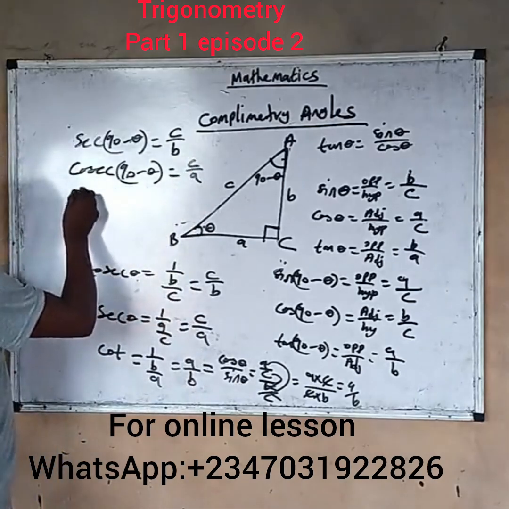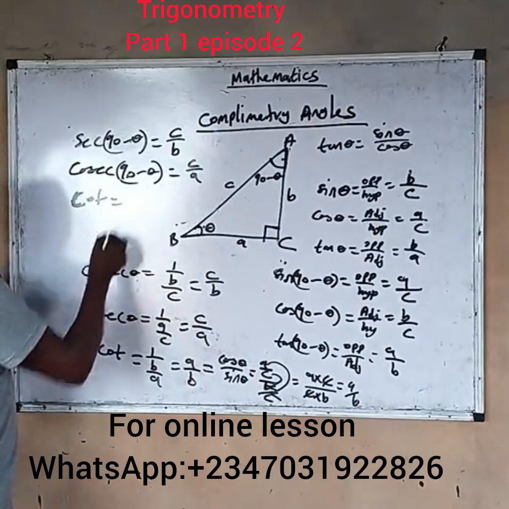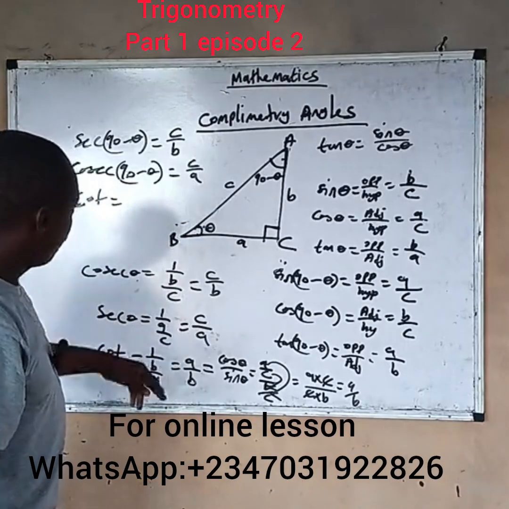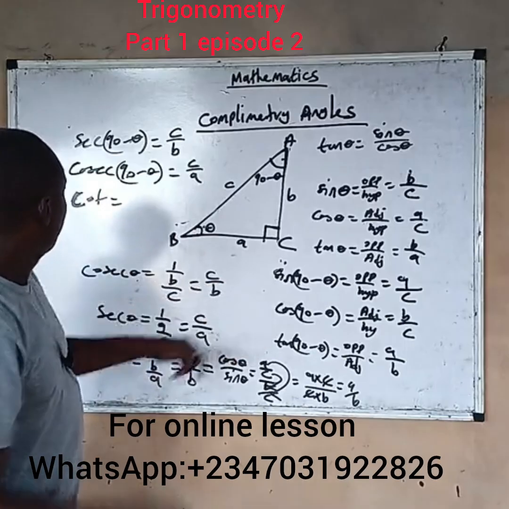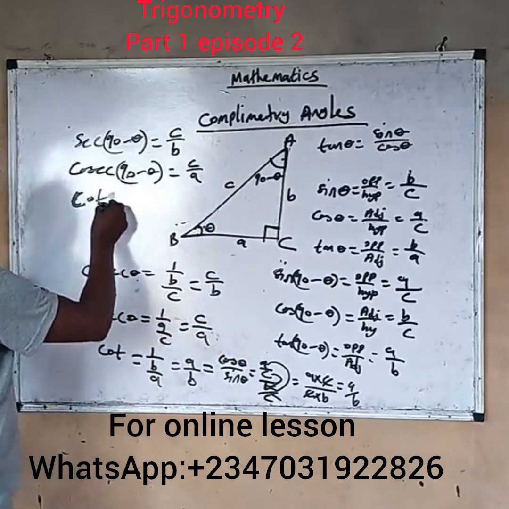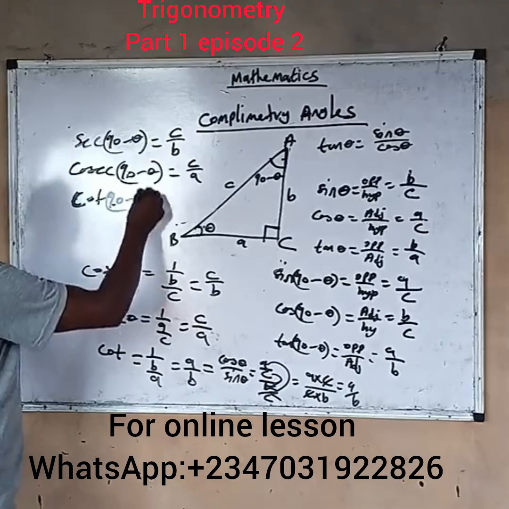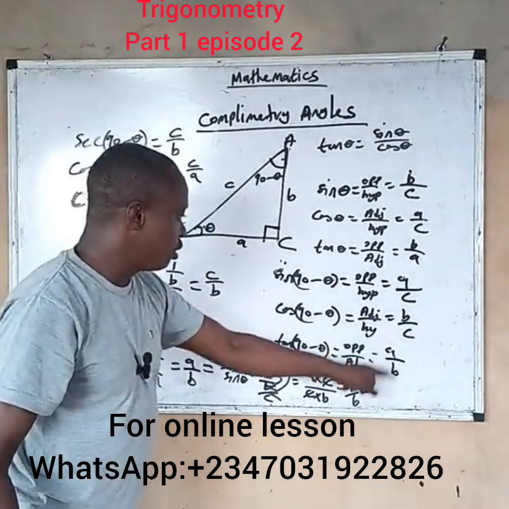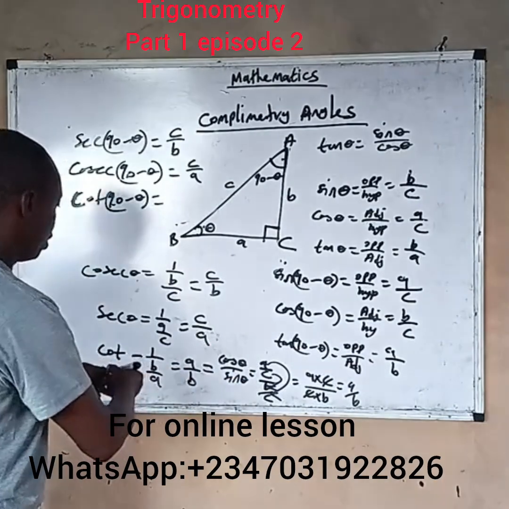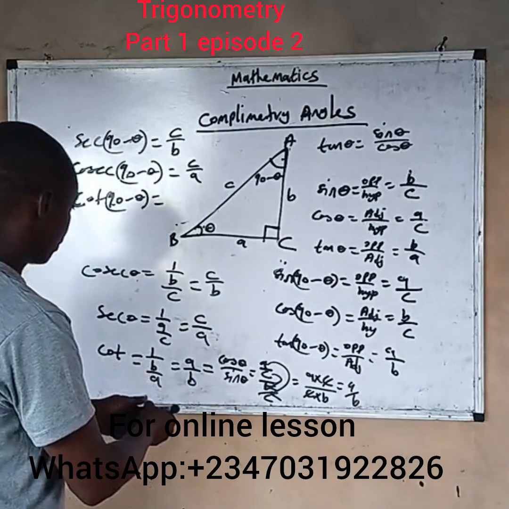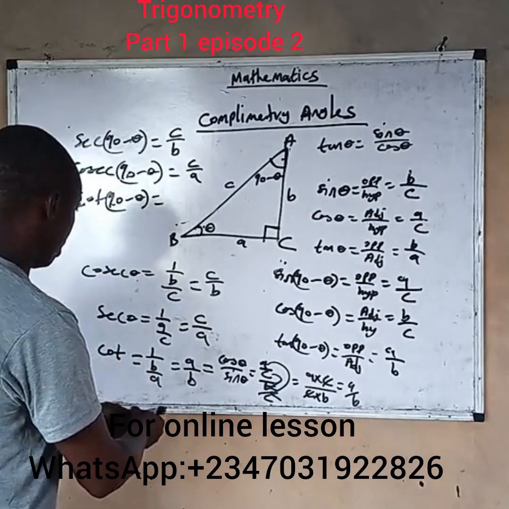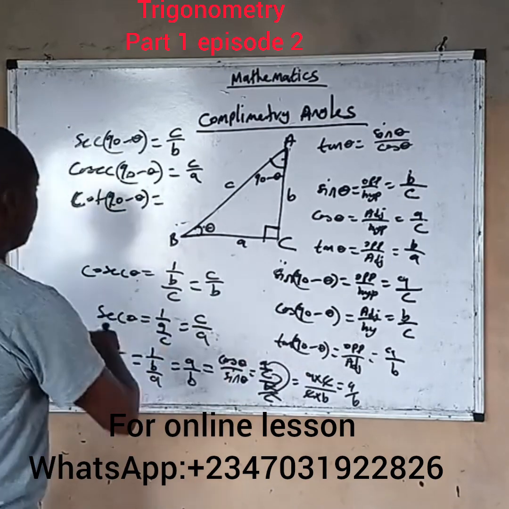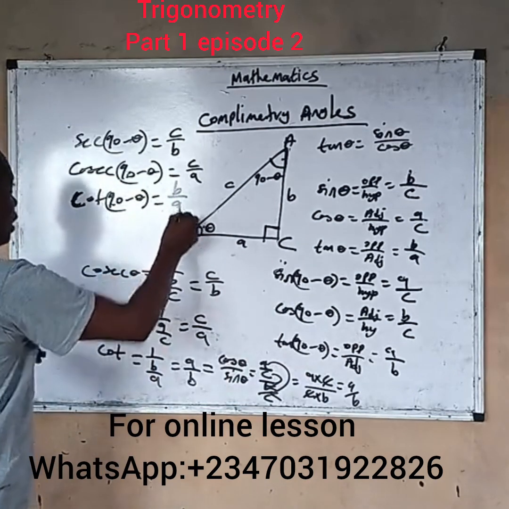Then cot, as we know, is 1 over tan. So cot 90 minus theta, which is 1 over tan 90 minus theta, where tan 90 minus theta is a over b. The reciprocal will now be b over a. All right.